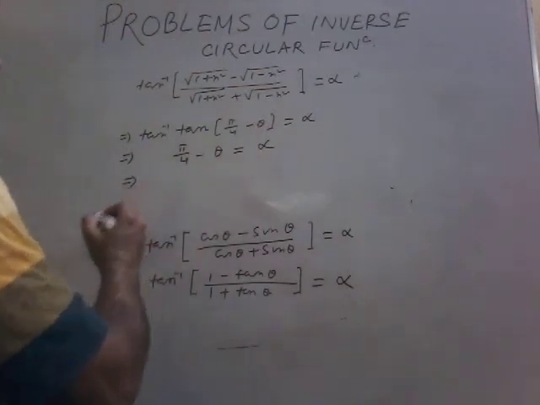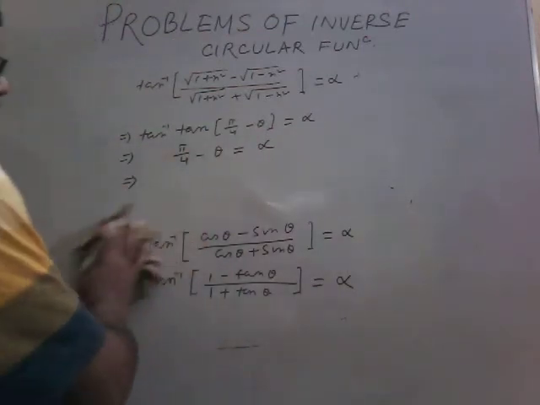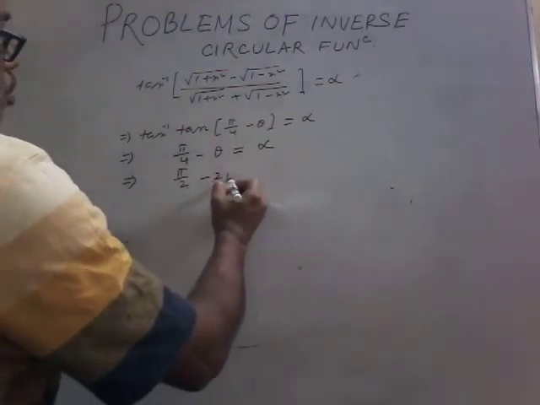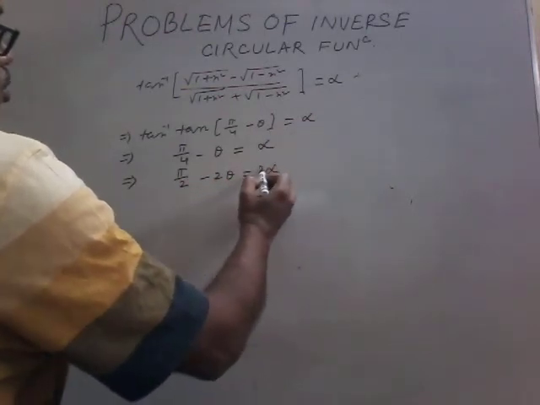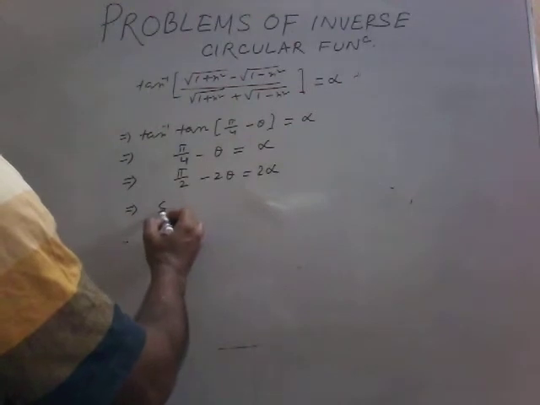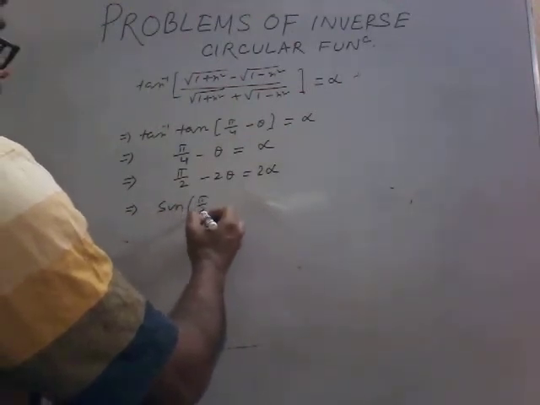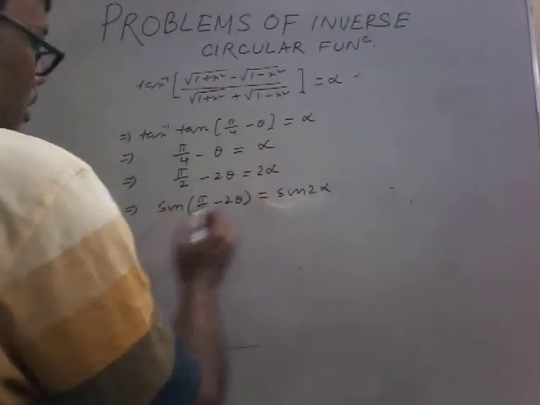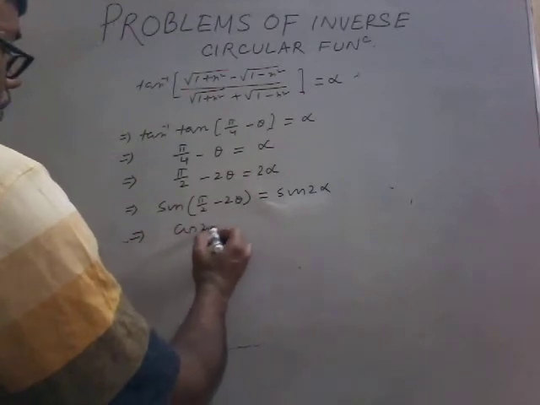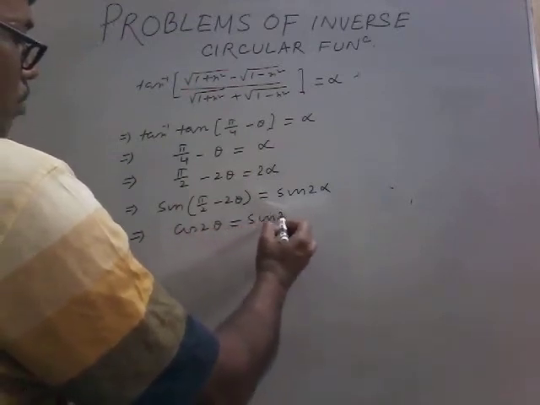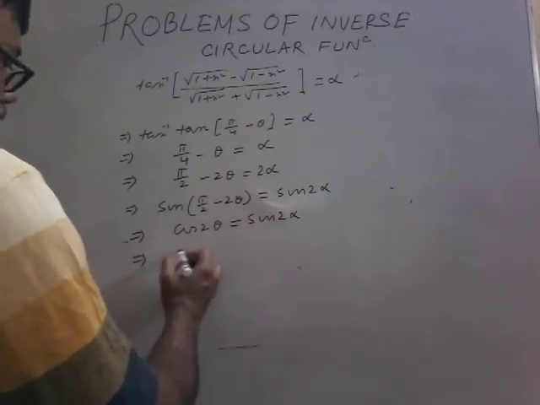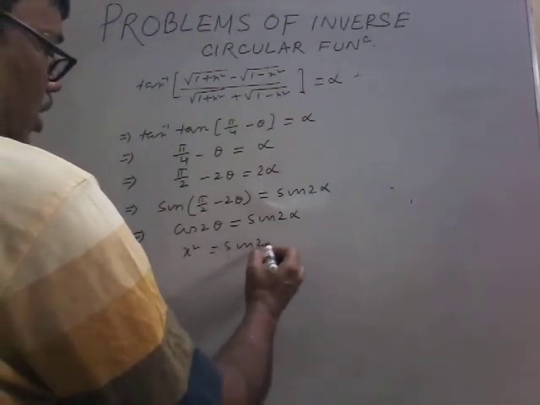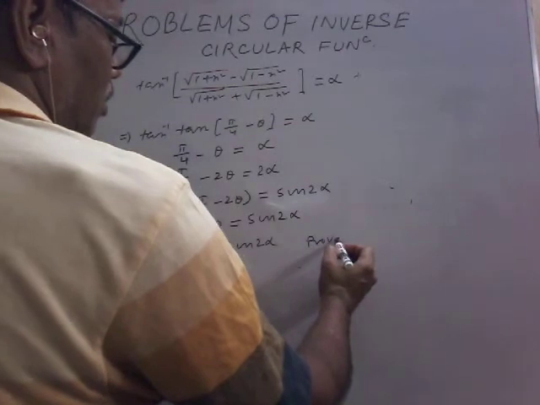So now look at the answer. In the answer, the angle is in terms of 2 alpha. So multiply it by 2: pi by 2 minus 2 theta equals 2 alpha. Take sine on both sides: sine of pi by 2 minus 2 theta, so sine 2 alpha. So cos 2 theta equals sine 2 alpha. So what you are getting, 2 theta equals what? X square. X square equals sine 2 alpha. Proved.